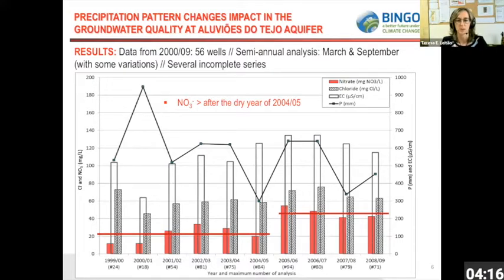We see that after the dry years of 2004-5, we have some difference in the next year. And could this be because nitrogen was retained in the soil, and then in the next year, when we have a normal precipitation, it was leached further down to the aquifer? This could be a possibility. And in 2007-08, we cannot see this clear change.